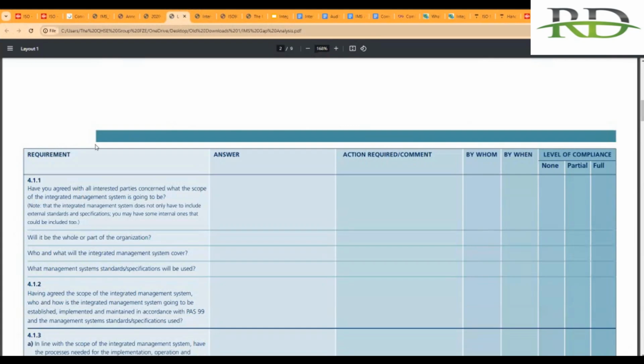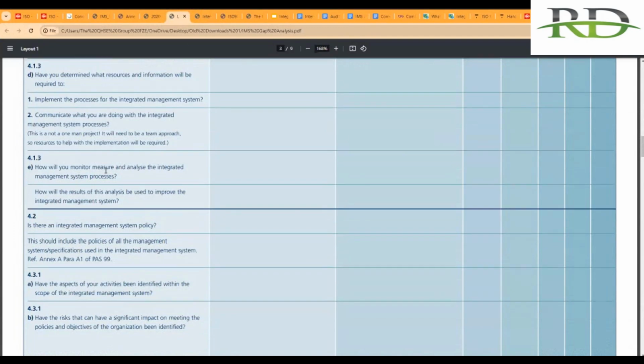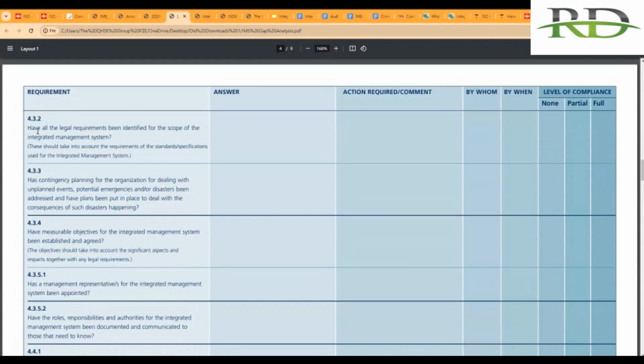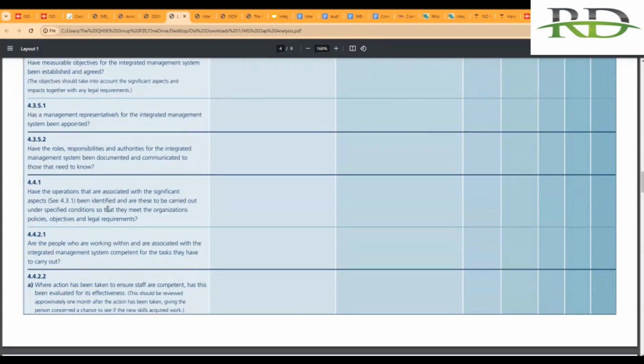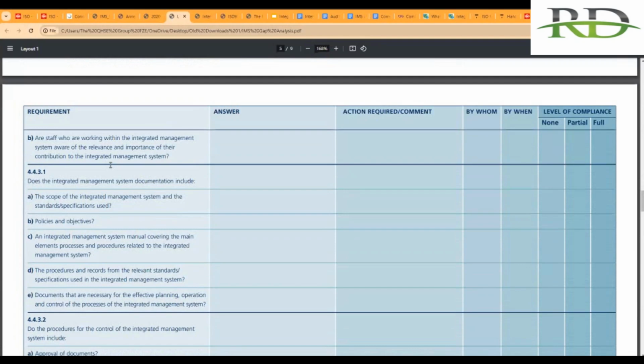Okay, so the way that you're going to confirm whether or not there's an integrated management system is to use this checklist. This checklist has different questions, and all it is doing is probing to look for evidence. For example, if you say you have roles, responsibilities and authorities for the integrated management system being documented and communicated to those who need to know, okay? This is you as an auditor trying to determine whether or not the process actually uses an integrated management system, not a collection of standards, okay?